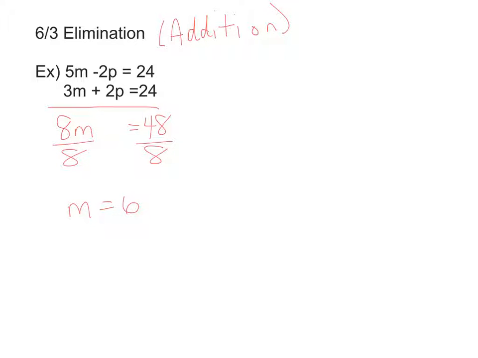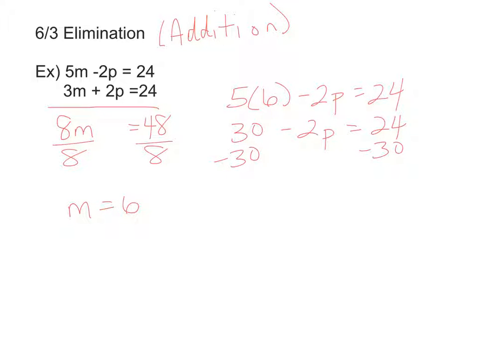Okay, so I'm partway done, and then I go back to substitution, which is what we did the other day in class. I plug in 6 for m, it doesn't matter which equation. Let's say I use the top, so 5 times 6 minus 2p equals 24. I end up with 30 minus 2p equals 24. I'm going to subtract my 30 because it's positive. So I get negative 2p equals negative 6, divide by negative 2, and p equals 3.